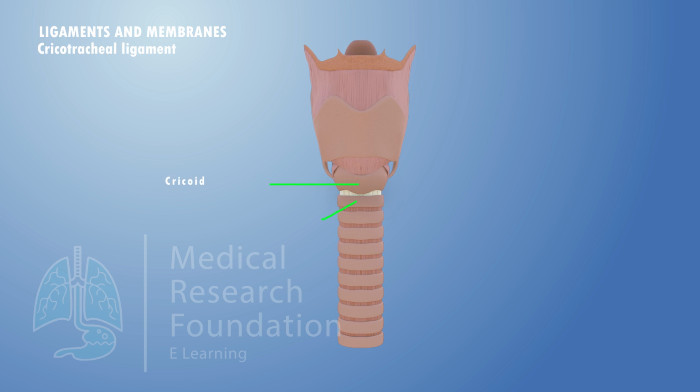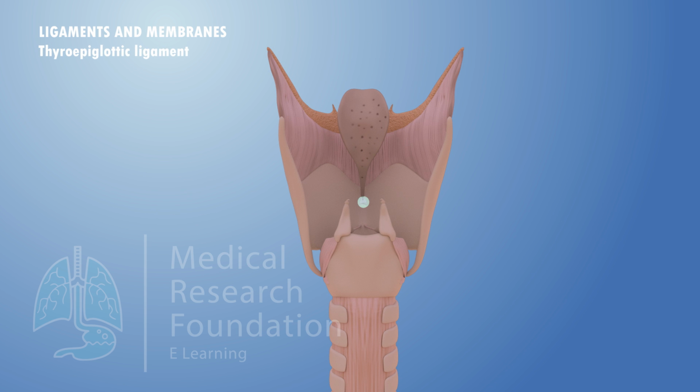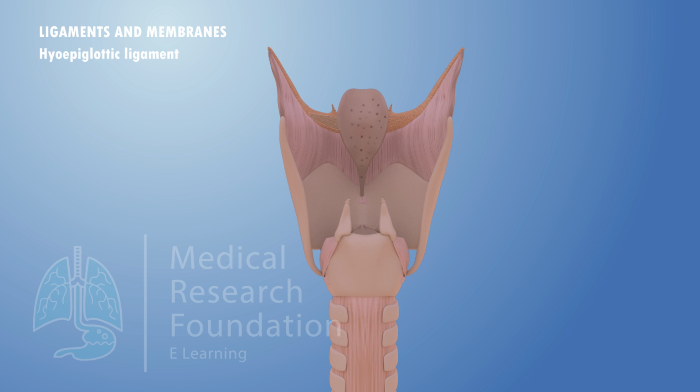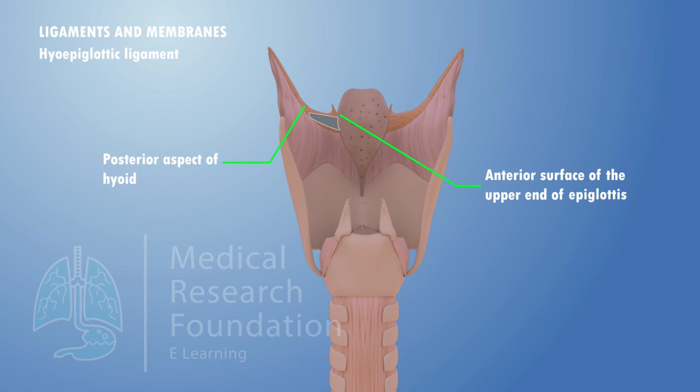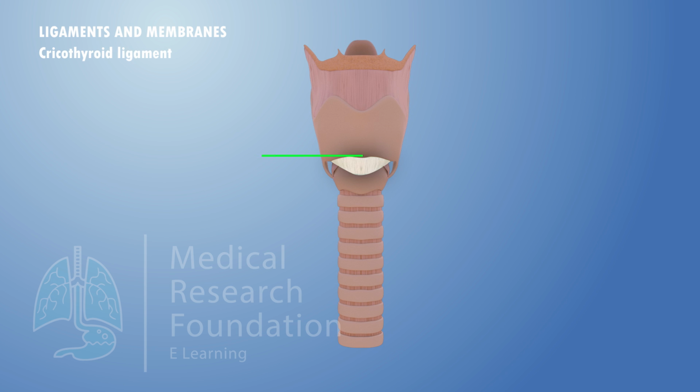Cricotracheal ligament. It connects the cricoid cartilage with the first tracheal ring. Thyroepiglottic ligament. It attaches the lower narrow end of epiglottis to the posterior surface of thyroid angle. Hyoepiglottic ligament. It connects the posterior aspect of hyoid with the anterior surface of the upper end of epiglottis. Cricothyroid ligament. It connects the lower border of the thyroid cartilage to the cricoid cartilage in the midline.